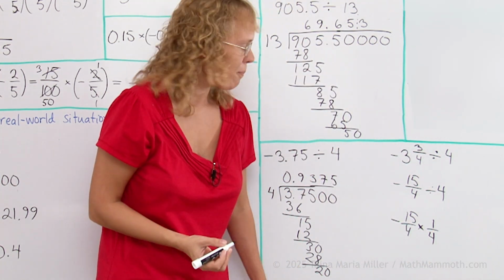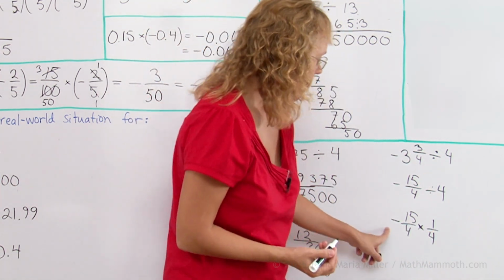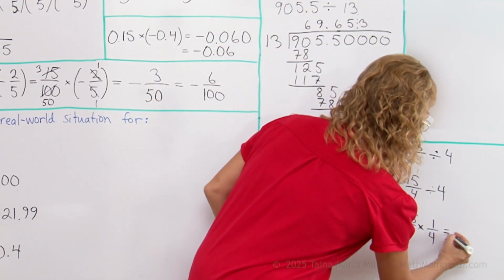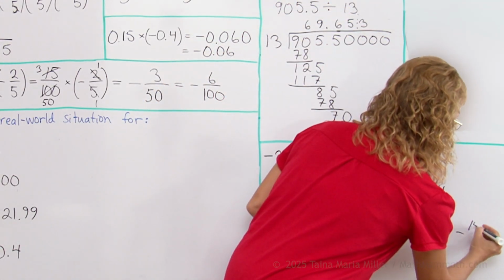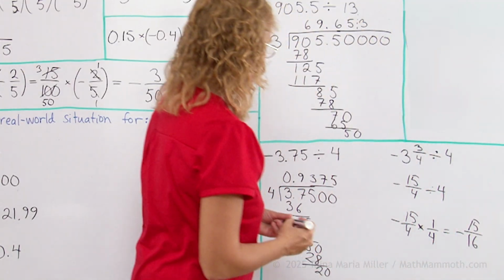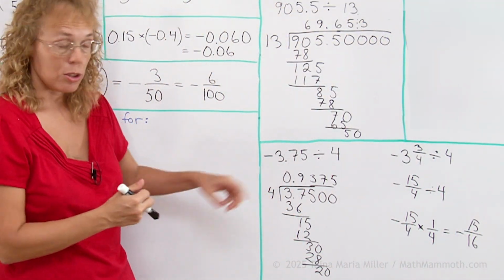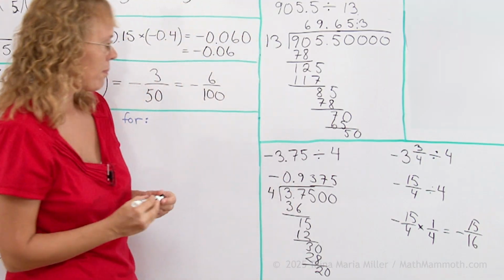Now we are ready to multiply. Nothing simplifies here. The answer will be negative, and we get 15 over 16. Negative 15 over 16. And this answer should be negative too. I'll put a negative sign there now.